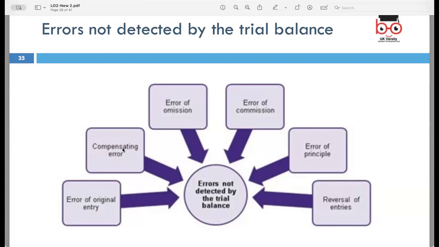Error of original entry. An error of original entry occurs when a transaction is initially recorded with incorrect figures. For example, recording a sales revenue of £1,500 instead of £15,000. Such errors affect the ledger balance but may not be immediately apparent from a trial balance perspective, because they still result in balanced debit and credit.